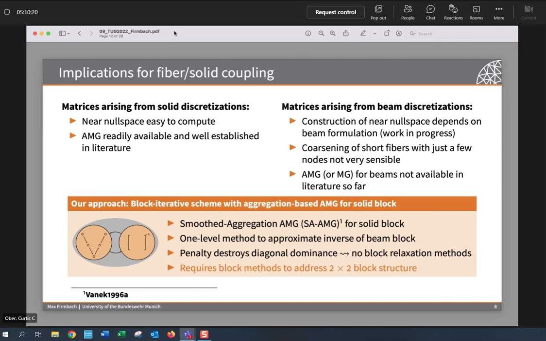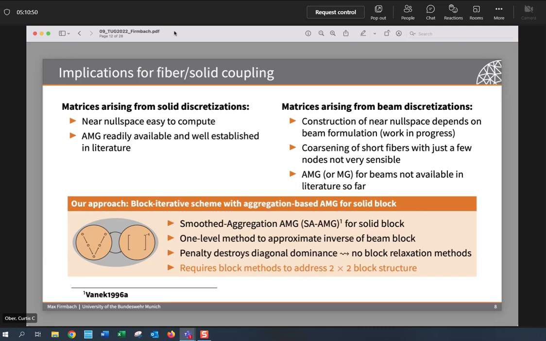So considering the solid discretization of our block system, we basically know from literature how to compute a null space. This is really easy. This is done so often, and we can use an algebraic multigrid method basically out of the box, as they're well established in literature and also well established in MueLu. The difficulty comes in with the beam discretization.